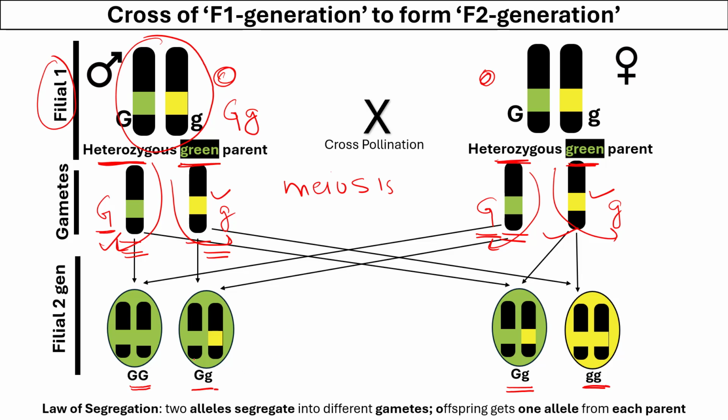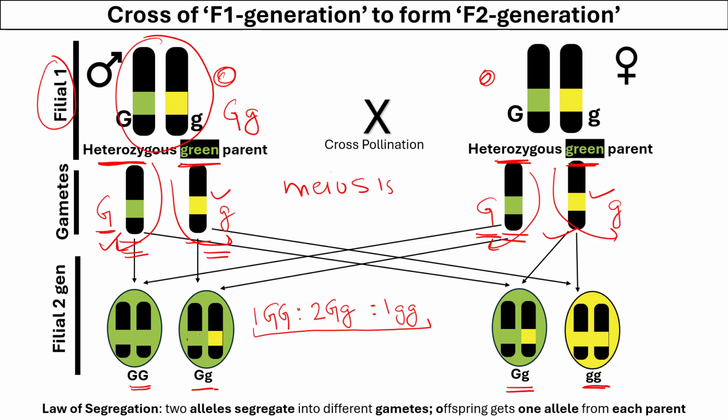You get one plant of this type, two plants of this type, and then one plant of this type. So these are the genotypic ratios. But let's see the phenotype.